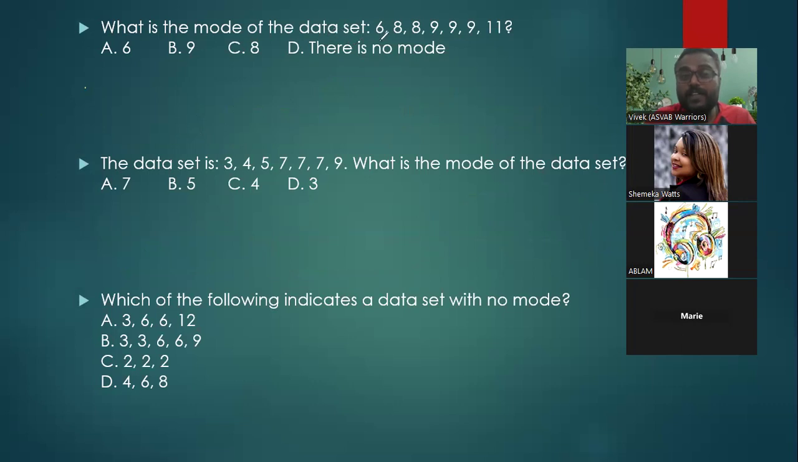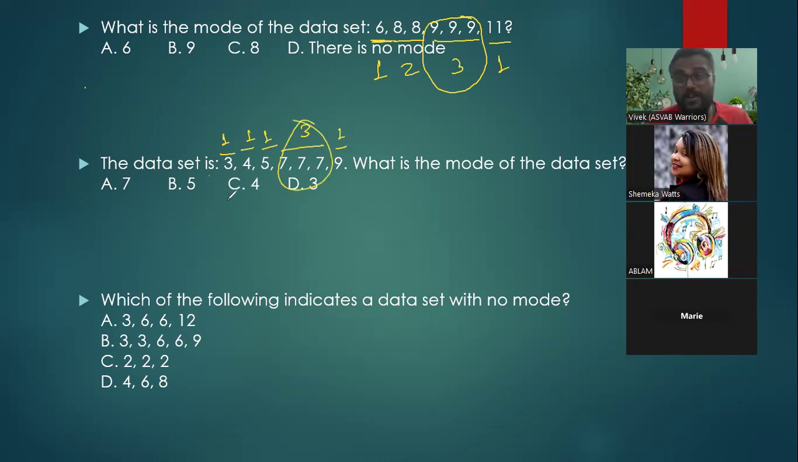What is the mode of the data set 6, 8, 8, 9, 9, 9, 11? So 6 is occurring 1 time, 8 is occurring 2 times, 9 is occurring 3 times, and 11 is occurring 1 time. The most frequently occurring number is 9, so 9 is going to be our answer. Easy peasy, lemon squeezy. Now the data set is 3, 4, 5, 7, 7, 7, 9. What is the mode of this data? We have 3 occurring once, 4 once, 5 once, 7 thrice, and 9 once. So 7 is the most frequently occurring value, and we have 7 as our answer.